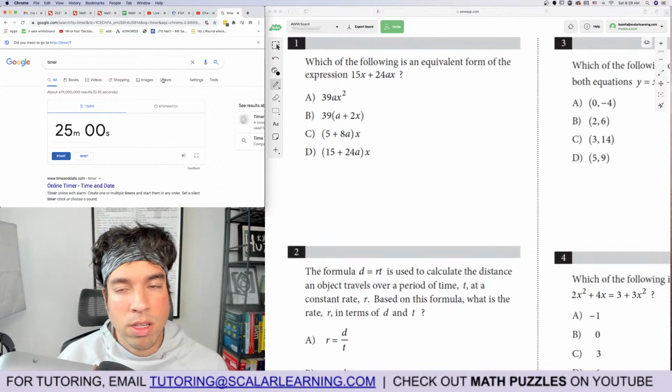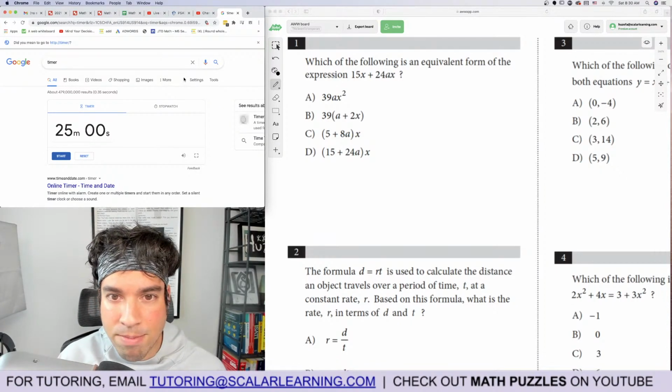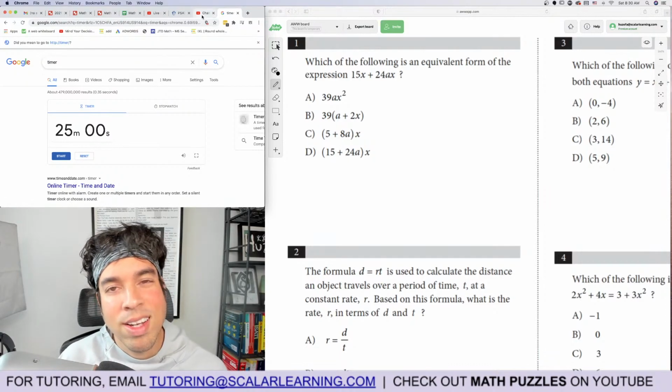I got the timer up top. Again, this is no calculator. There's only 17 problems, but it's still the same time frame as the regular SAT, which is 25 minutes. So without further ado, let's do this.